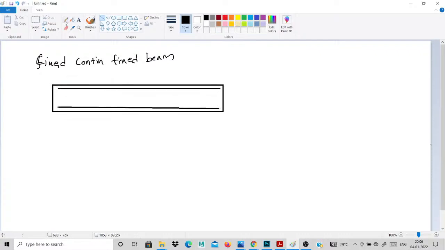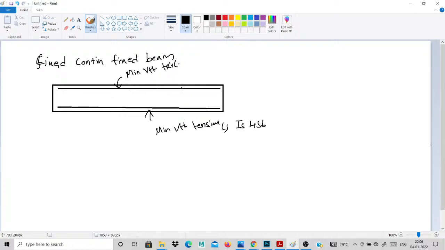These two rods are minimum reinforcement for the compression zone, and this is the minimum reinforcement for the tension zone. All the formulas are available in IS 456. This is the continuous beam, and this is the minimum reinforcement for compression.